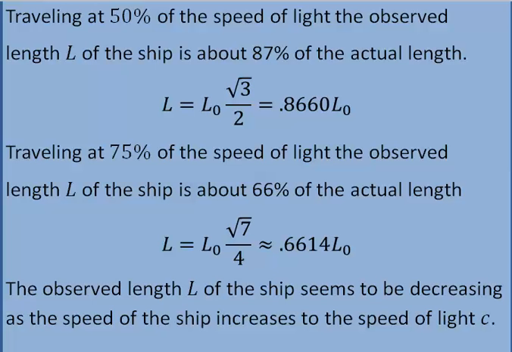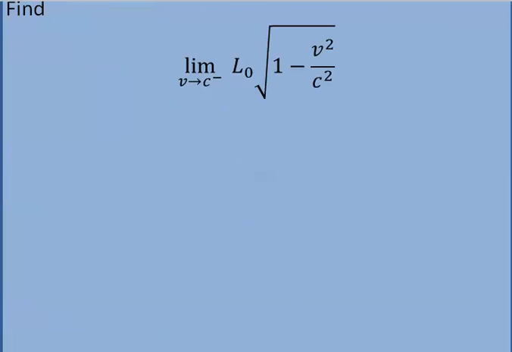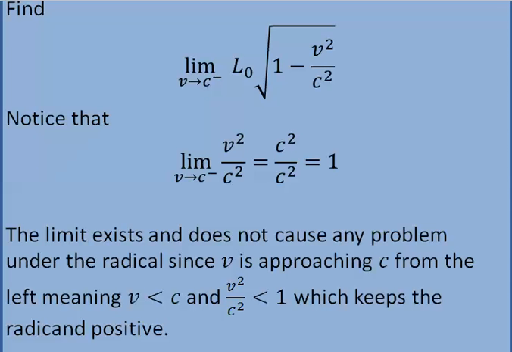All right, so the observed length of the ship seems to be decreasing as the speed of the ship increases to the speed of light c. All right, so last piece. Let's go ahead and find this limit. This actually is easier than what we were doing before. Why? Well, as v approaches c from the left, v squared over c squared is just approaching c squared over c squared. No harm in that. c squared over c squared equals 1.